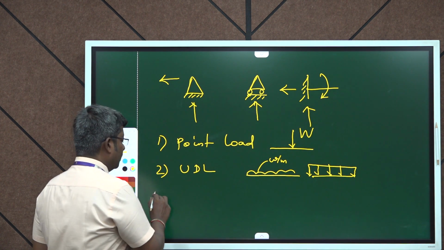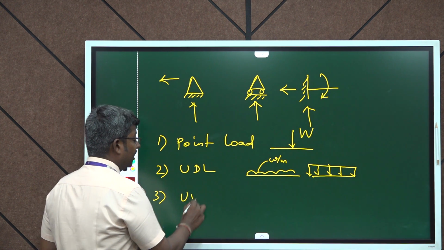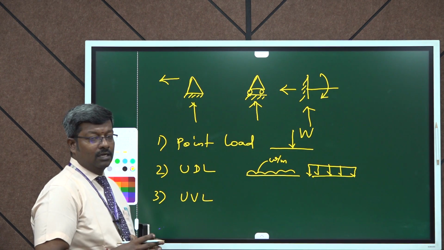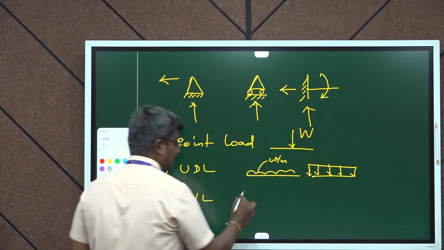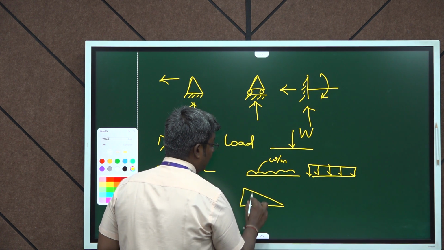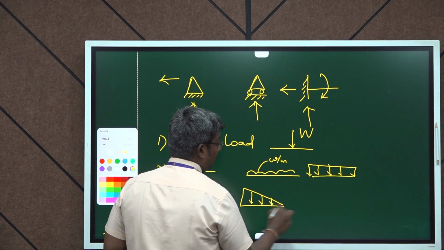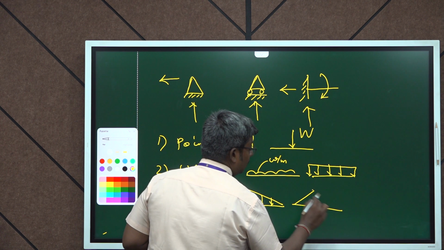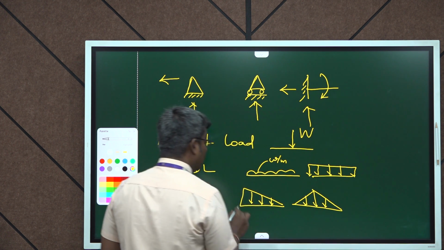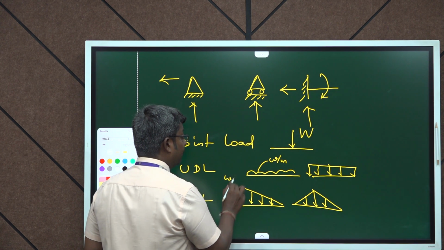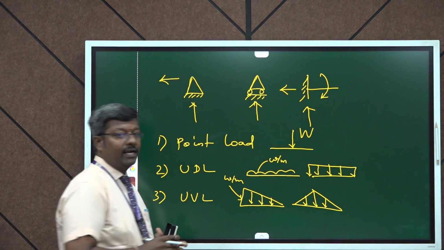And the third one is uniformly varying load, UVL. A UVL, uniformly varying load, can be represented as a triangular load on a beam. It may be a single side or double side triangular load, and the intensity will be w per meter or unit run.